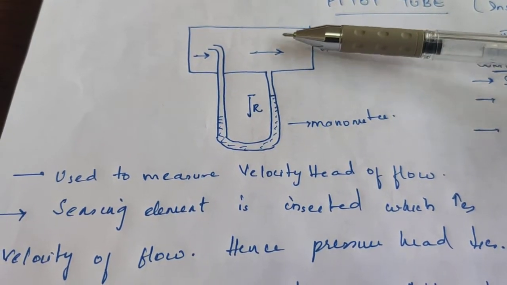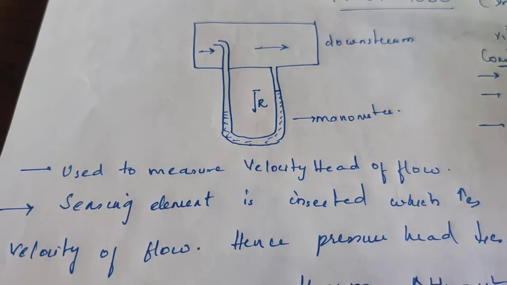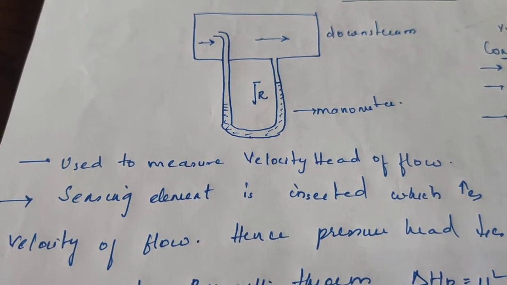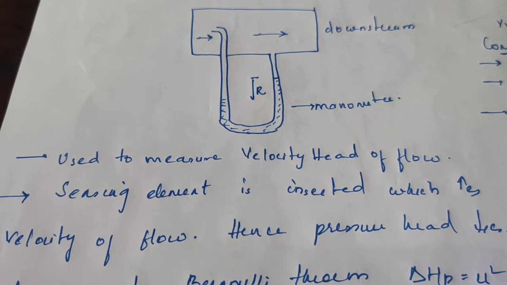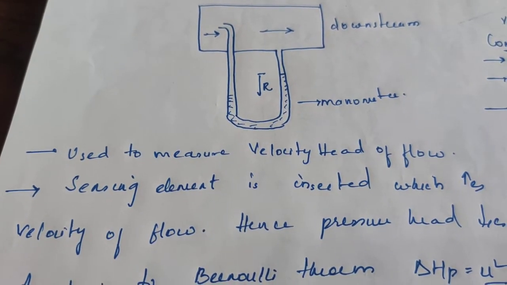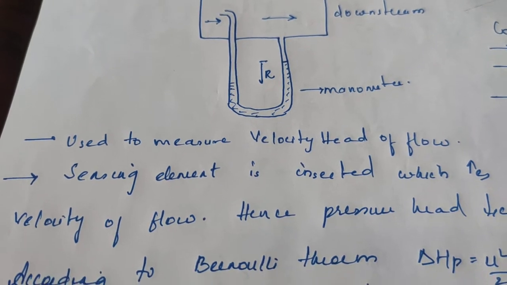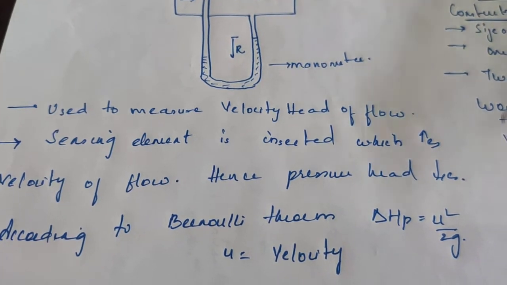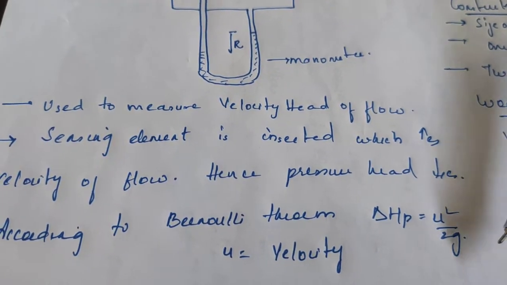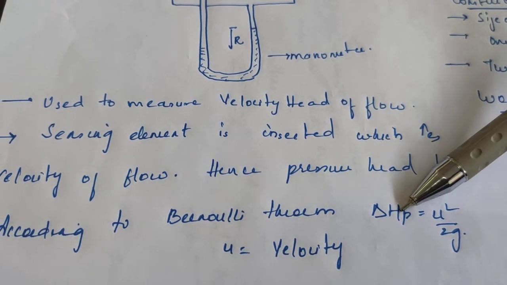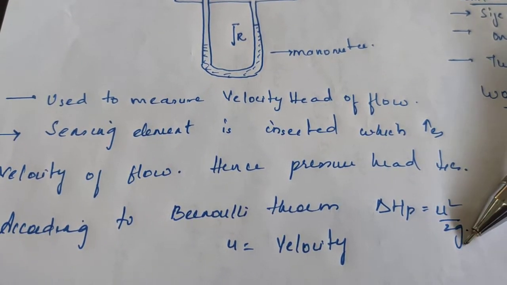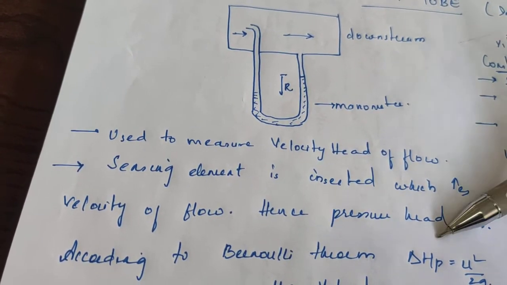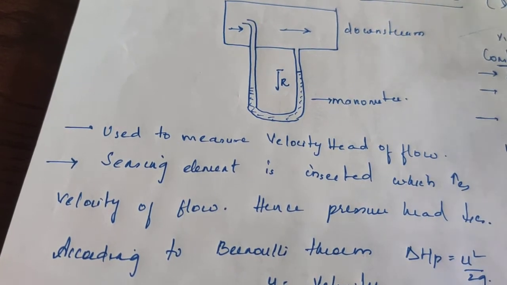Now, as you all know the basic principle of Bernoulli's theorem, and as we have seen in the orifice and venturi meters, whenever a fluid velocity is increased, the pressure head decreases. मतलब अगर हम velocity increase करेंगे fluid की, तो pressure will be getting decreased. This is already said in Bernoulli's theorem, and we have the formula delta Hp equals u square by 2g. मतलब pressure head difference is equal to u square by 2g. By taking this equation, we get one derivative, but here the derivative mainly focuses on the velocity.